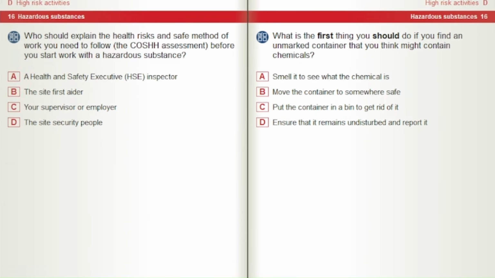What is the first thing you should do if you find an unmarked container that you think might contain chemicals? Smell it to see what the chemical is. Move the container to somewhere safe. Put the container in a bin to get rid of it. Ensure that it remains undisturbed and report it.